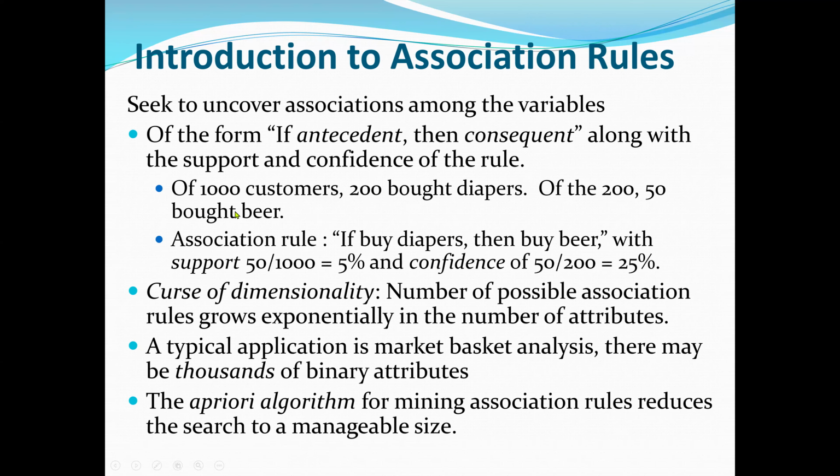So an example is given here: of 1,000 customers, 200 bought diapers. Now of the 200, 50 bought beer. So what is the association rule between diapers and beer? Here we say that if a customer buys diapers, then he buys beer. So the support will be what? The percentage of customers that buy diapers and also beer in the whole transaction database system. I'll say the proportion or the percentage.